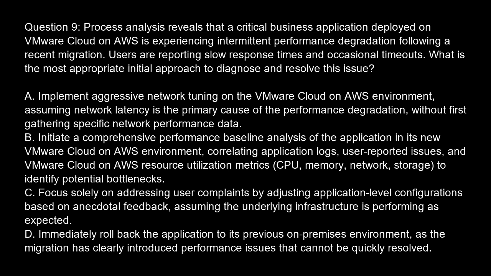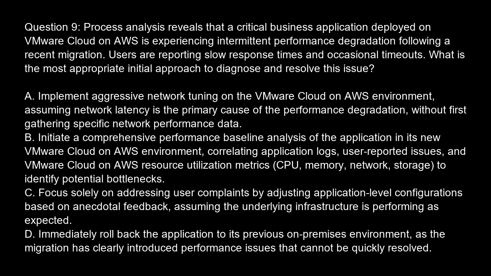Question 9. Process analysis reveals that a critical business application deployed on VMware Cloud on AWS is experiencing intermittent performance degradation following a recent migration. Users are reporting slow response times and occasional timeouts. What is the most appropriate initial approach to diagnose and resolve this issue?